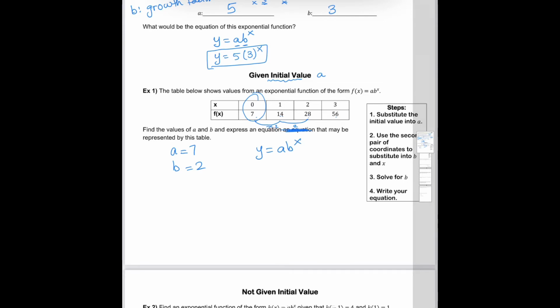So your equation is going to be, always write your equation on top and then substitute. Your a is 7 and your b is 2^x. Now look.